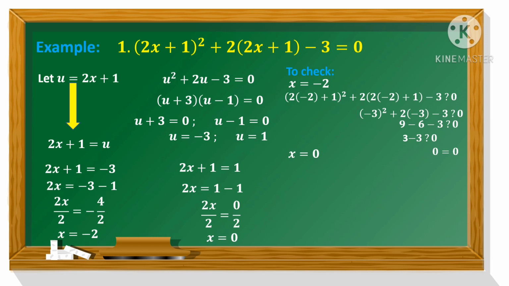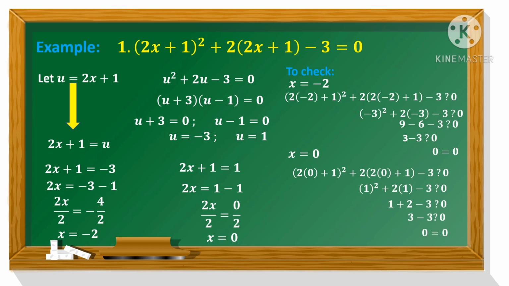How about x equals 0? Is 0 a solution of the given equation? Then let us find out. We have to replace x of the given equation by 0, so we have this one. If you simplify, you have the square of 1 plus 2 times 1 minus 3. So you have 1 plus 2, so you have 3 minus 3, then 0 is equal to 0.